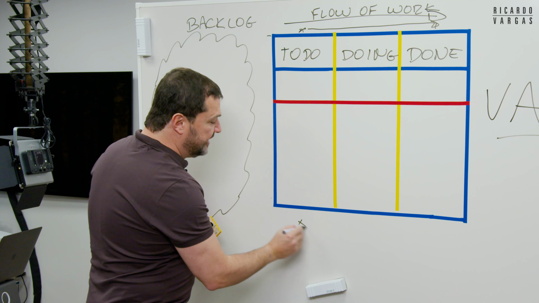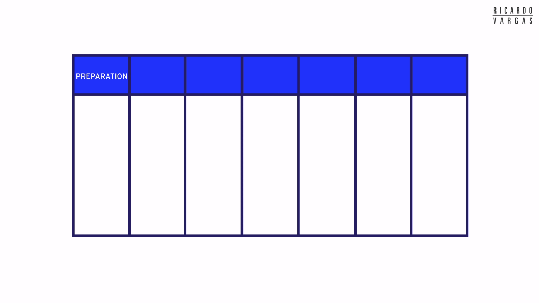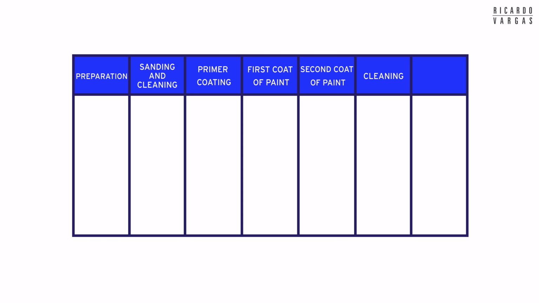Then I have the first column, preparation, where I prepare the area to be painted. The second column, sanding and cleaning. The third, primer coating. The fourth one, first coat of paint. The fifth one, second coat of painting. The sixth one, cleaning. And then I have the final, done.